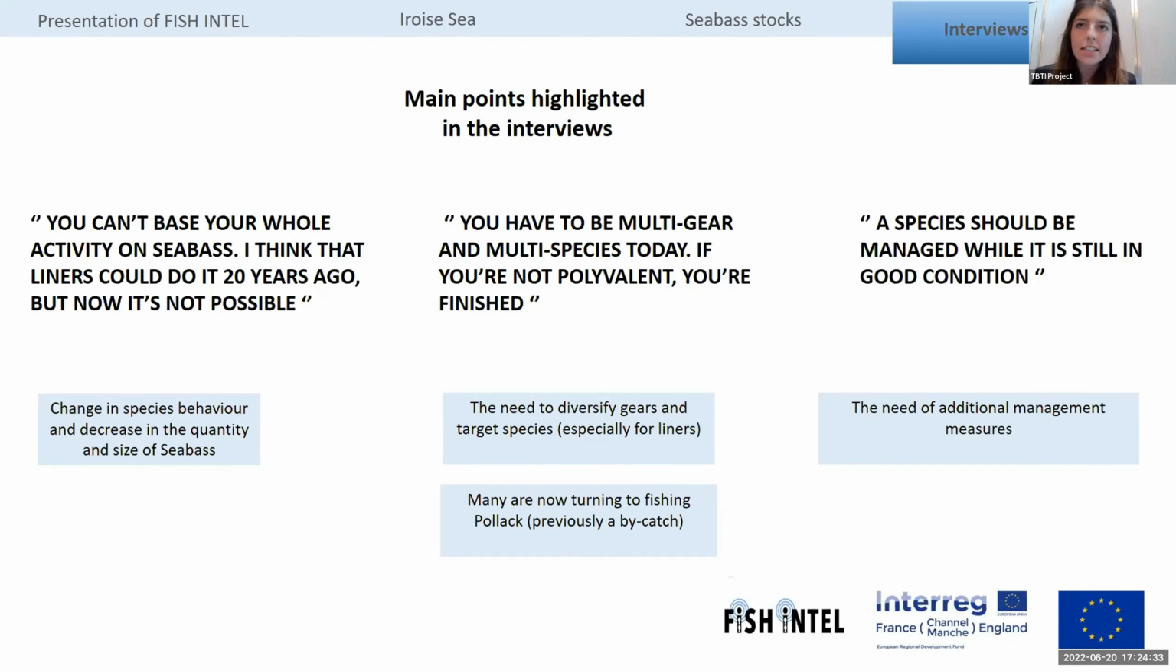Many of them are now turning to fishing for other species such as sea bream and pollock. And what's complicated with pollock is that there are practically no management measures for this species, because there are some quotas, but they are never reached. So they really insist on the fact that a species should be managed while it's still in good condition. And if not, it's going to happen exactly the same as for sea bass. They really insist on this point. Thank you.